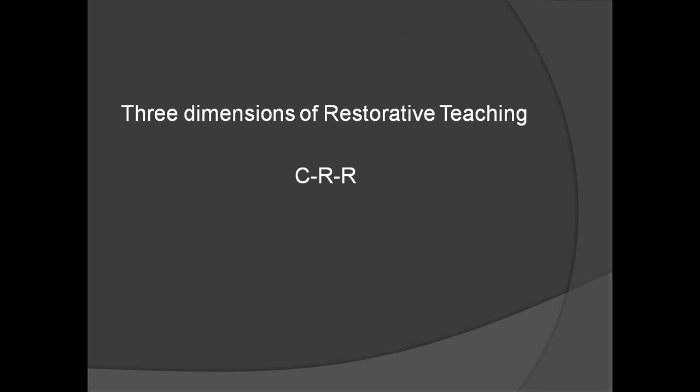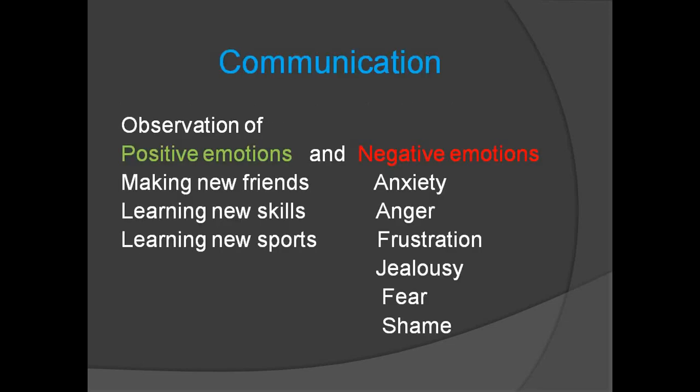How can we do that? There are 3 dimensions of restorative teaching, CRR. C stands for communication. Communication means you need to communicate with students. But how can you do that? First, you need to observe the students. There can be positive emotions also. There can be negative emotions also. Both can be disruptive in one way.